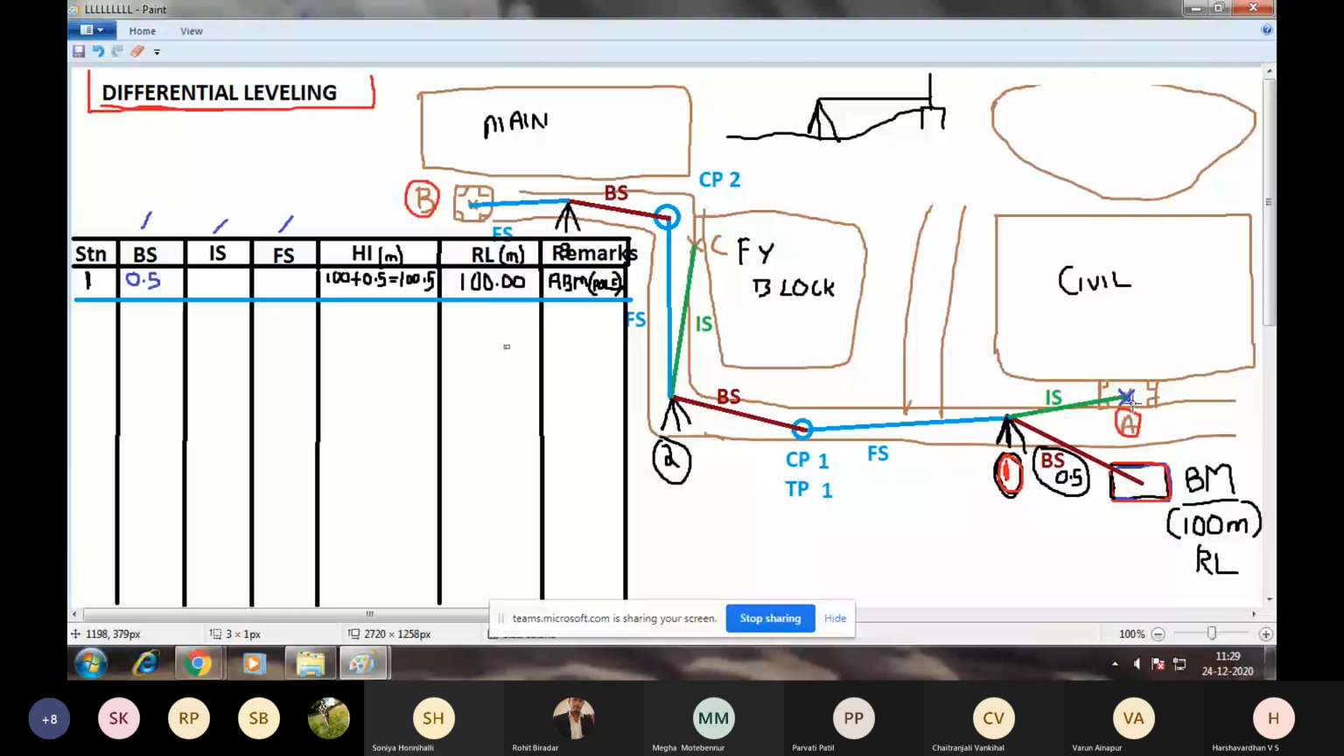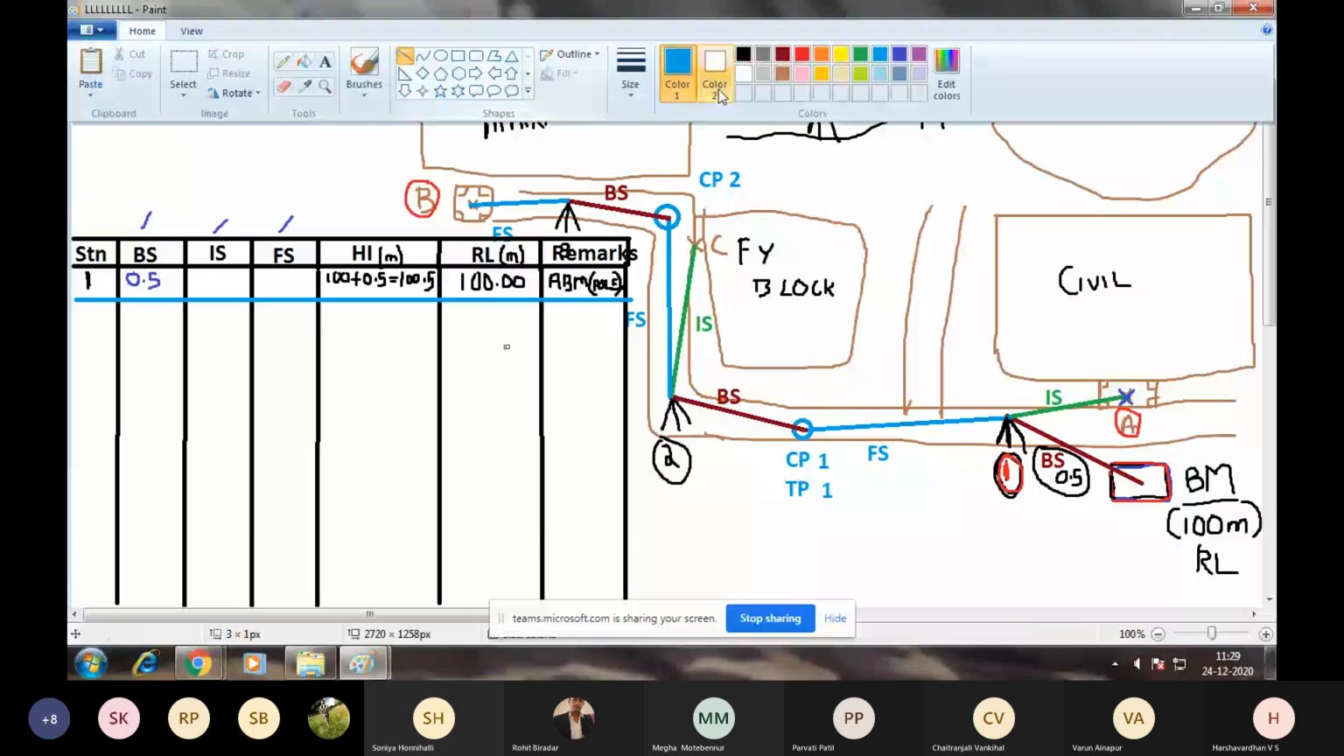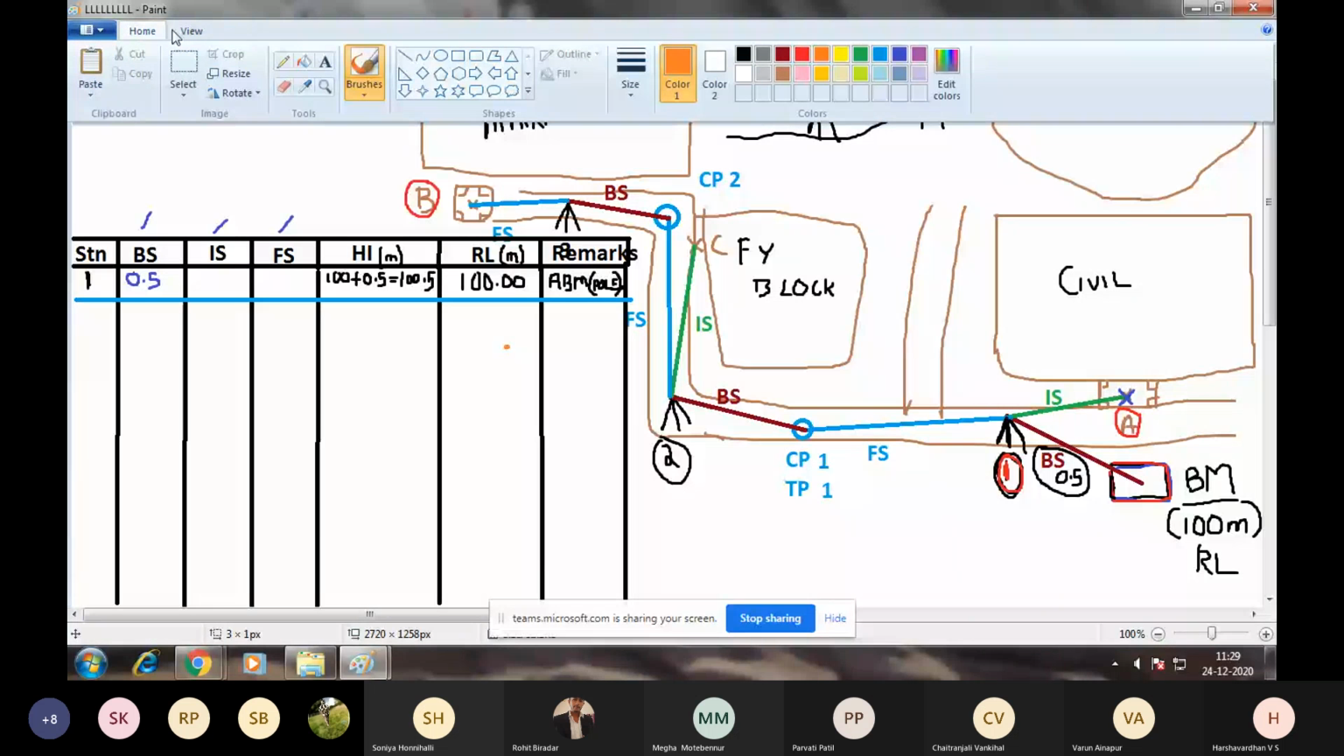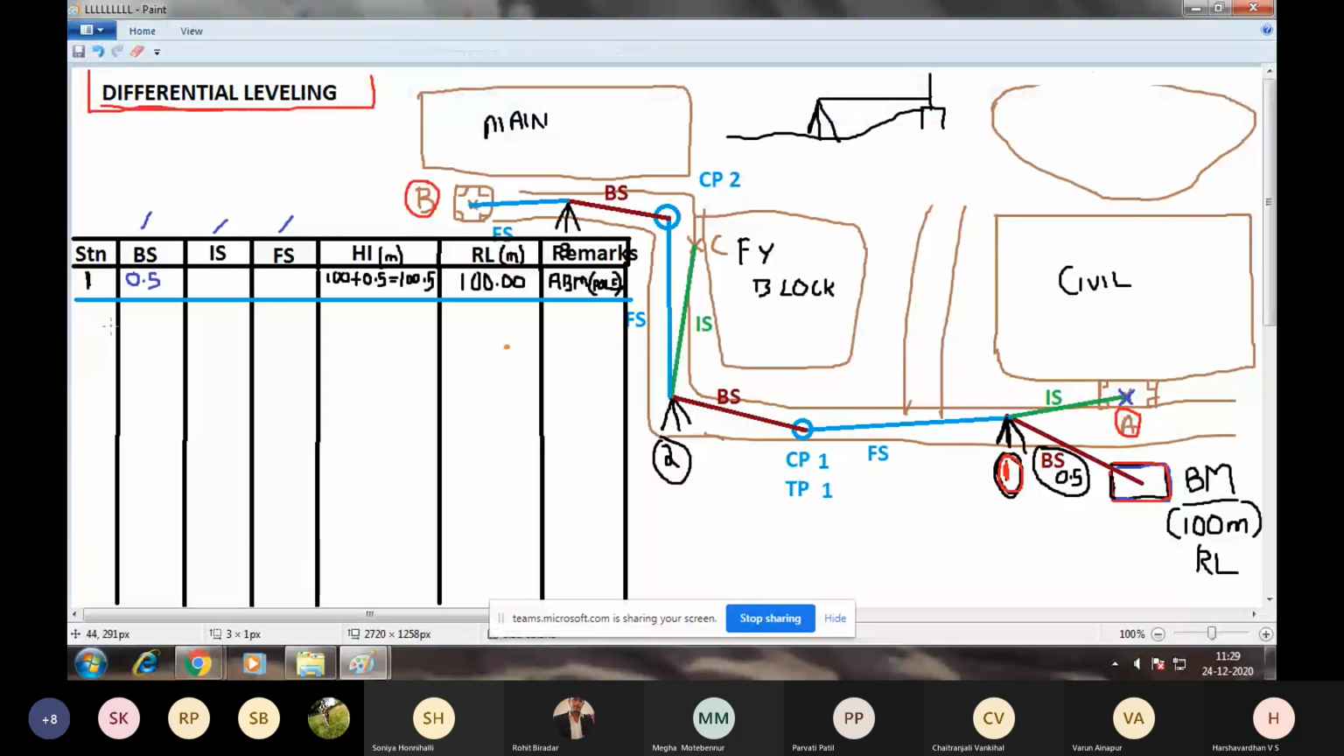So next, I'll write down the next reading. The next reading is on point A. So I'll write it as station A. In the remarks, I can write it as civil floor.